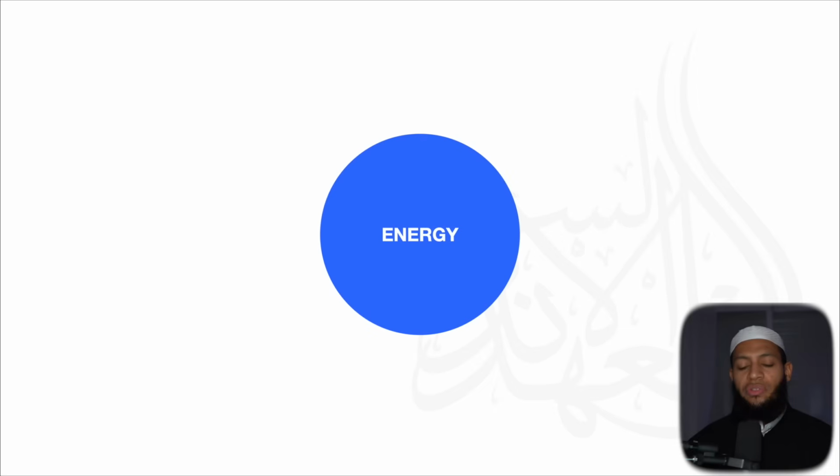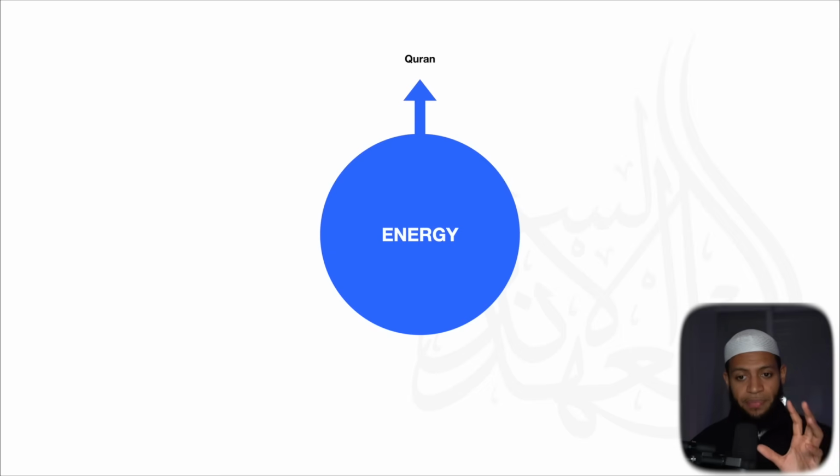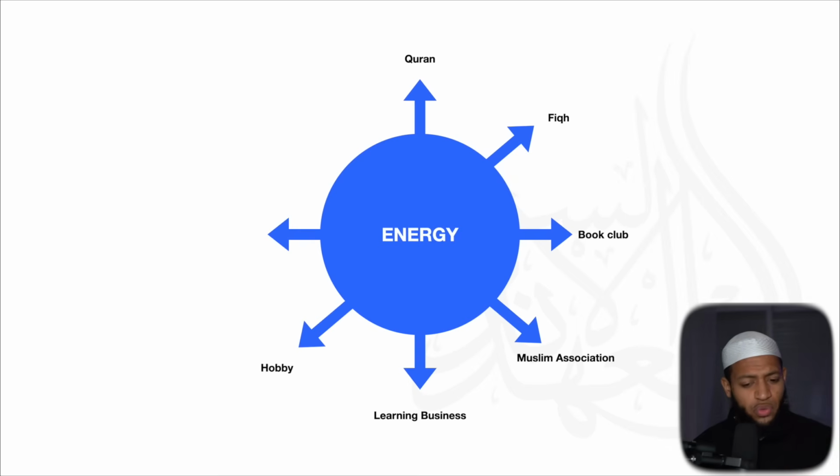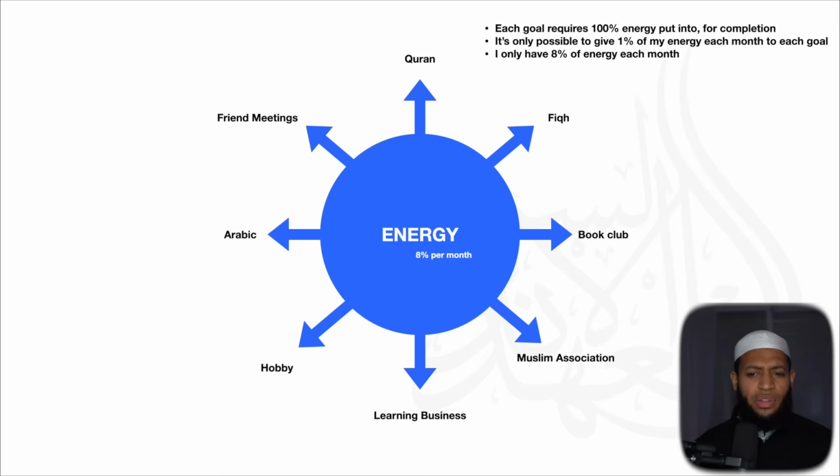Now, this is a diagram that I put together. Imagine yourself having this amount of energy, okay? Like the circle is your amount of energy. Now, imagine all of the things you're doing: Quran, and you want to do fiqh as well, and you want to be part of a book club, and you want to be part of a Muslim association, and you want to learn business as well, and you have a hobby, and you want to learn Arabic, and you want to have a very social life, meeting your friends all the time.